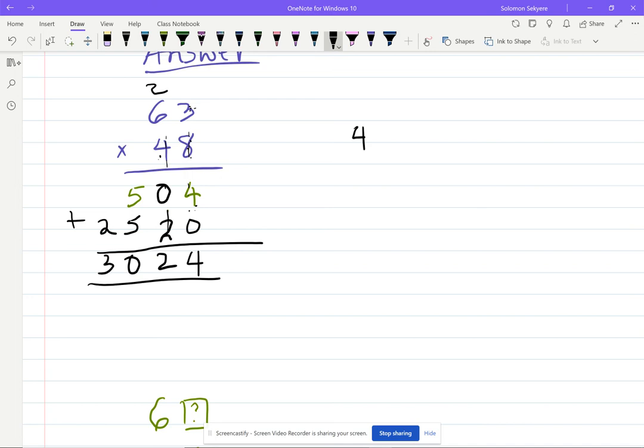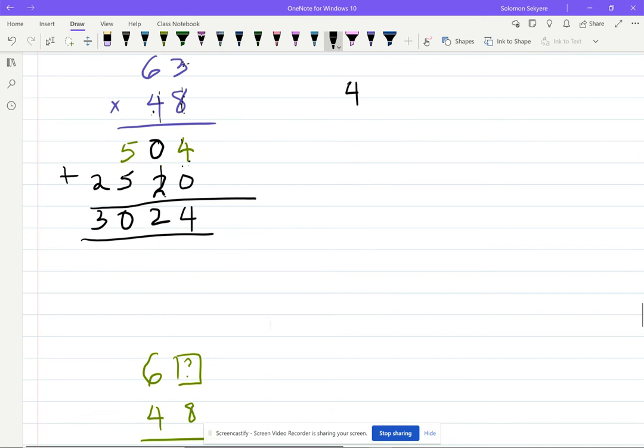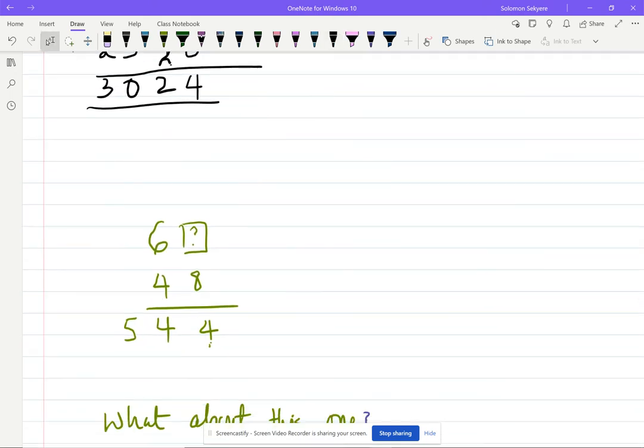4 times 3 is 12. We put a 2 straight down under the 4. We carry our 1 up. 4 times 6 is 24. 24 plus the 1 is 25. Now we are ready to add. 3024.